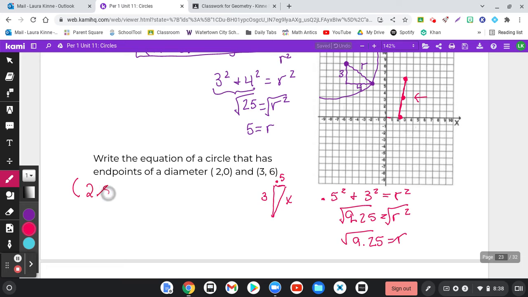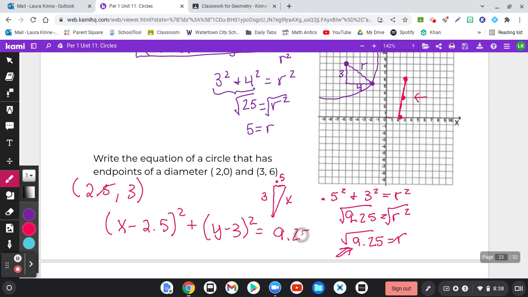So when I put it in, it's x minus the x value, x minus 2.5 squared, plus y minus 3 squared equals your radius squared, which would just be 9.25. Because again, if you square something that has a square root, they cancel each other out.